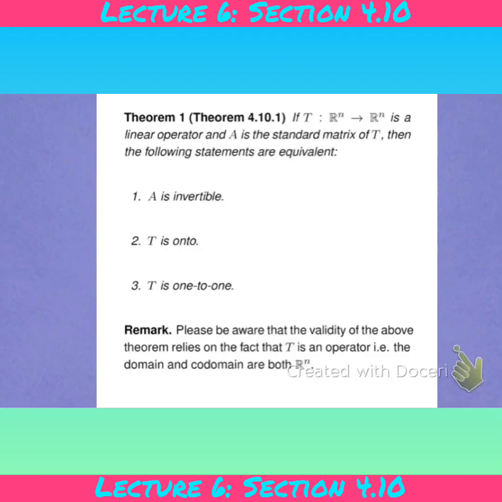Okay, so theorem 1 speaks a little bit about linear operators. Now, if T is a linear operator from Rn to Rn, and A is the standard matrix of T, then the following statements are mathematically equivalent. That is, A is invertible if and only if T is onto, if and only if T is 1-to-1. So why is this the case? Why are those three statements mathematically equivalent?